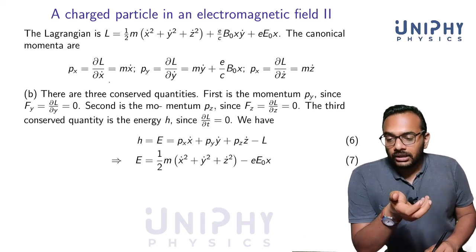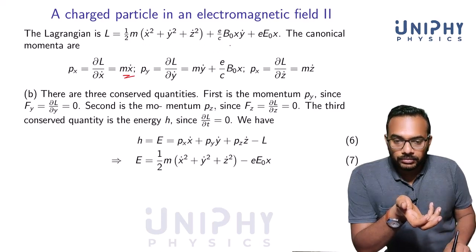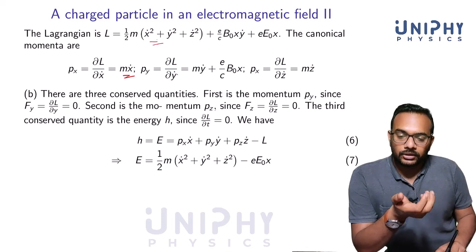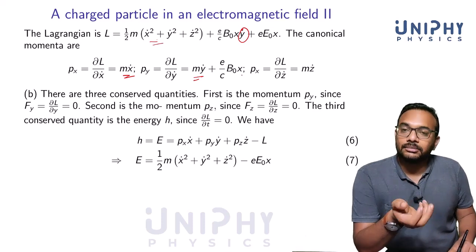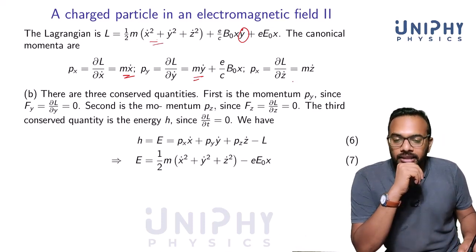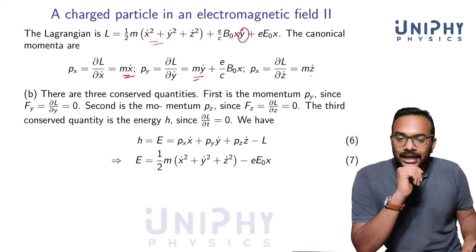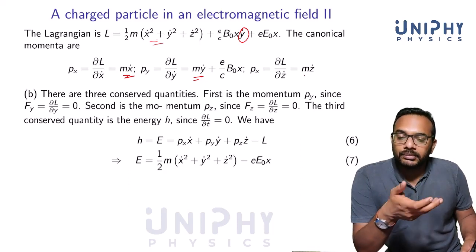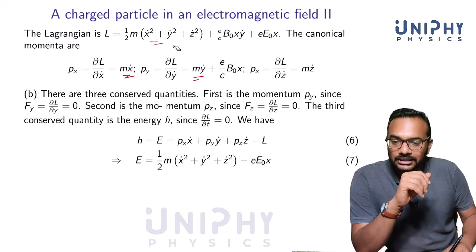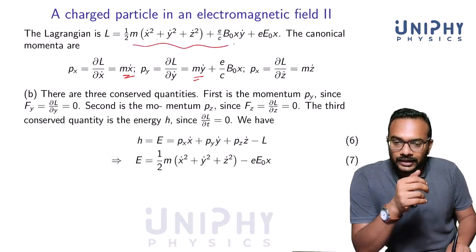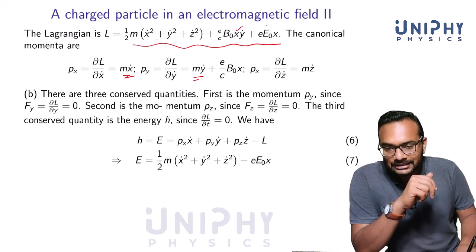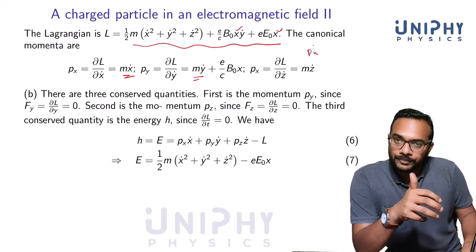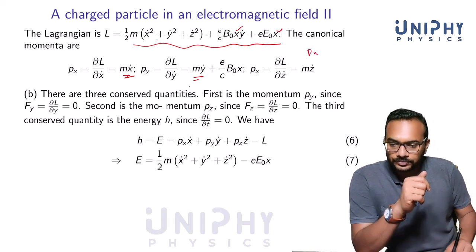The canonical momenta are: px equal to dou L by dou x dot, which equals m x dot, because x dot appears only there. py equal to dou L by dou y dot equals m y dot, and there's y dot here, so you also have e by c B0 x. And pz equal to dou L by dou z dot equals m z dot. Now which components of momenta are conserved? Look at the Lagrangian and see if any of x, y or z are missing. We see that x is here, so px cannot be a conserved quantity.